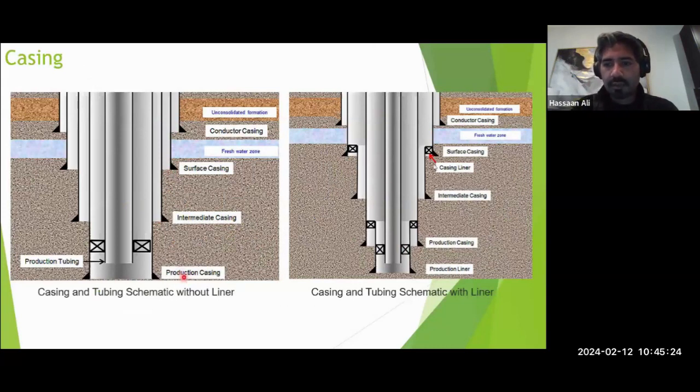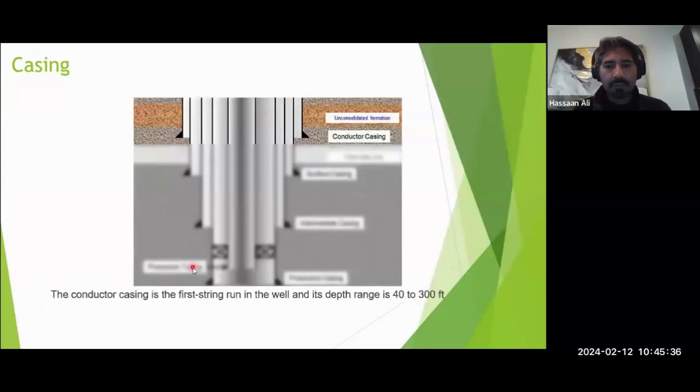And then you have a casing with a liner as well. We are not going to go into a lot of detail because this is not as common as the casing and tubing schematic without a liner. Your conductor casing is primarily, so what will happen is that the drilling rig will drill a big hole. That is for the conductor casing. Now it can run that conductor casing downhole either through a pipe hammer, or it can just lower that conductor casing and then cement it. Usually it is run from a depth of 40 to 300 feet.